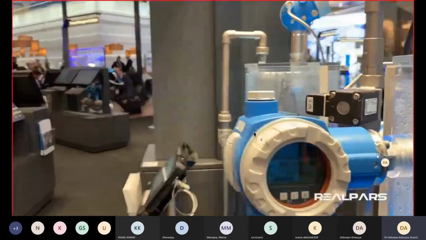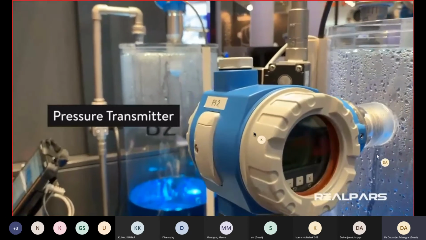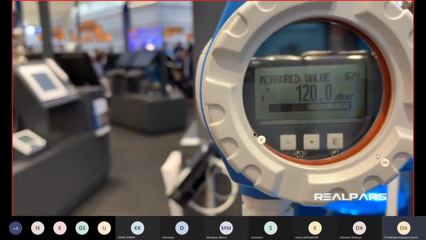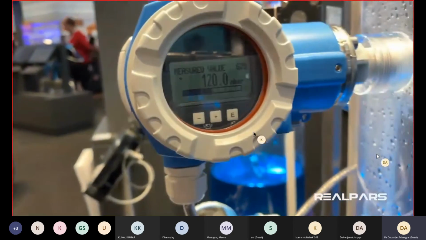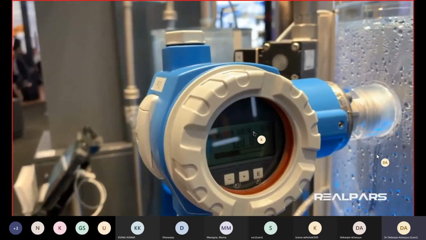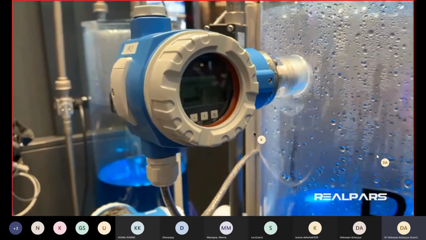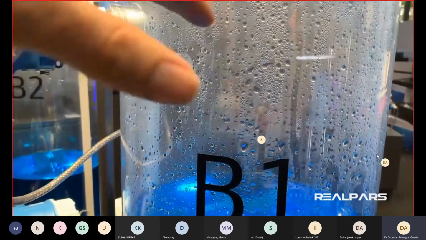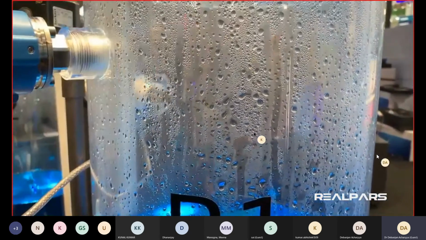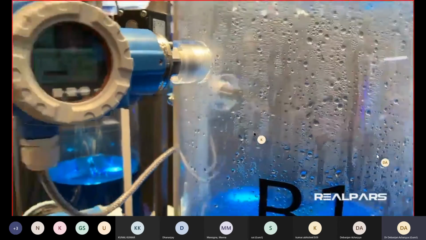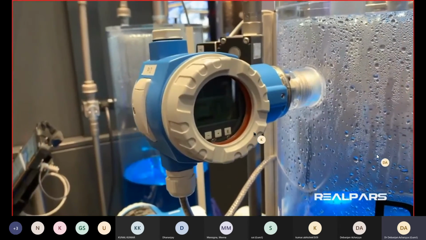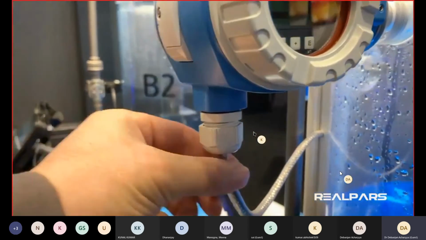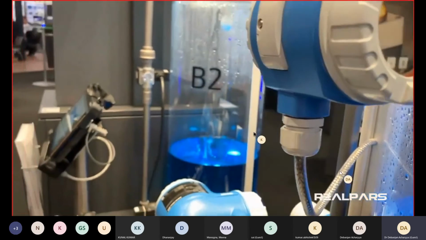on this side of the tank, we have a pressure transmitter. You see now that it shows the pressure as 120, and this pressure transmitter measures the pressure inside this tank. When the level of the liquid gets high, the pressure in the tank goes up, and this pressure transmitter measures that pressure, and then again sends the signal from here to the PLC.